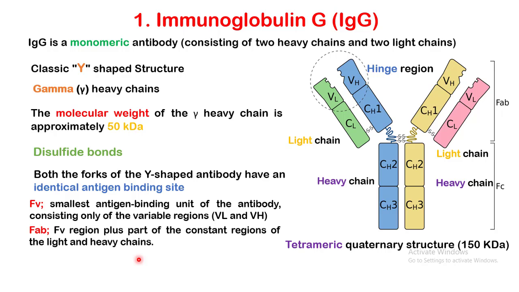So that means the FV is a smaller structure, and the FAB actually consists of the FV plus some part of the constant region of the light and the heavy chain. This is the constant region of the light chain, and this is the constant region of the heavy chain. So this is one of the differences that should be clear in your mind.